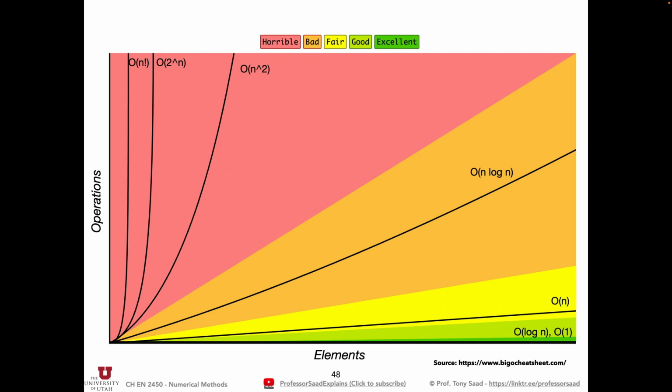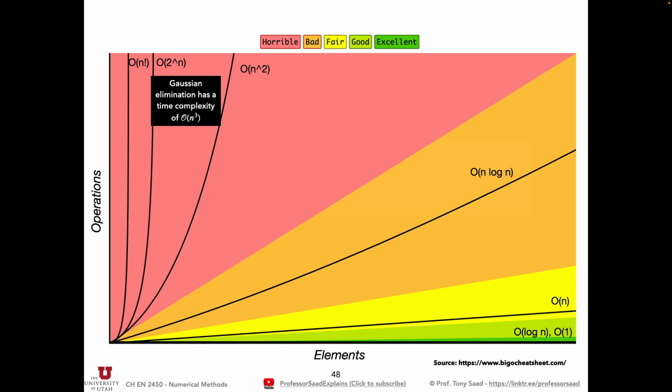So this is the straight line. This is an algorithm with linear complexity. The cost scales with the number of equations, for example. All of these here are nonlinear algorithms. The cost increases very, very quickly with the number of equations.